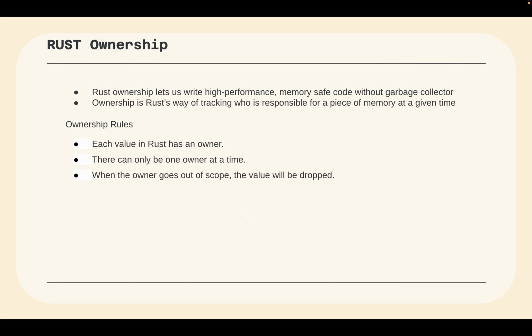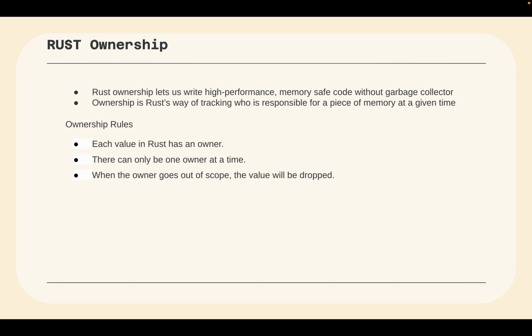Then we can see some of the rules, and these are very important rules. Each value in Rust has an owner, and there can be only one owner at a time. This is a very important feature: there can be only one owner at a time. When the owner goes out of scope, the value will be dropped, the value will be cleaned up. So that is how Rust memory is handled.